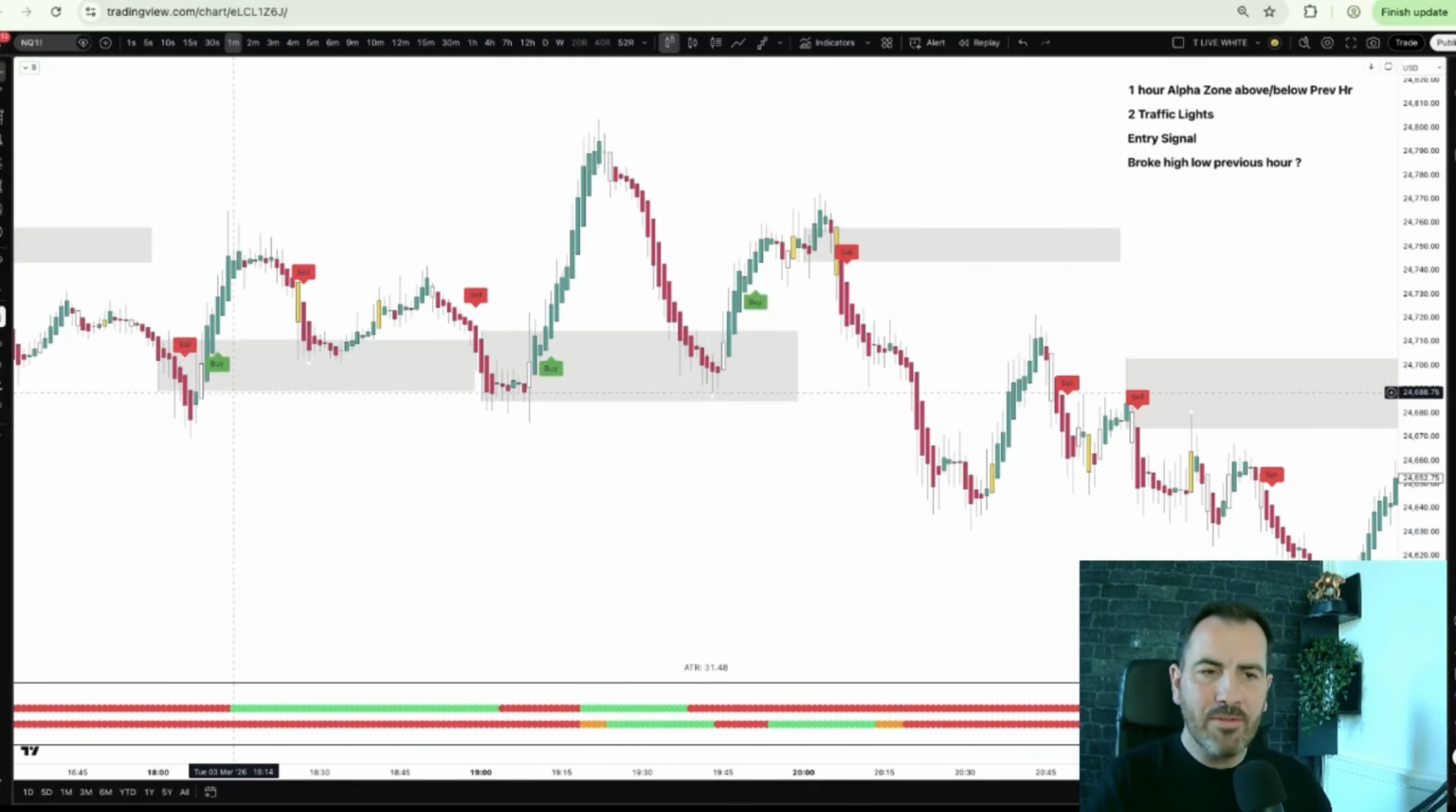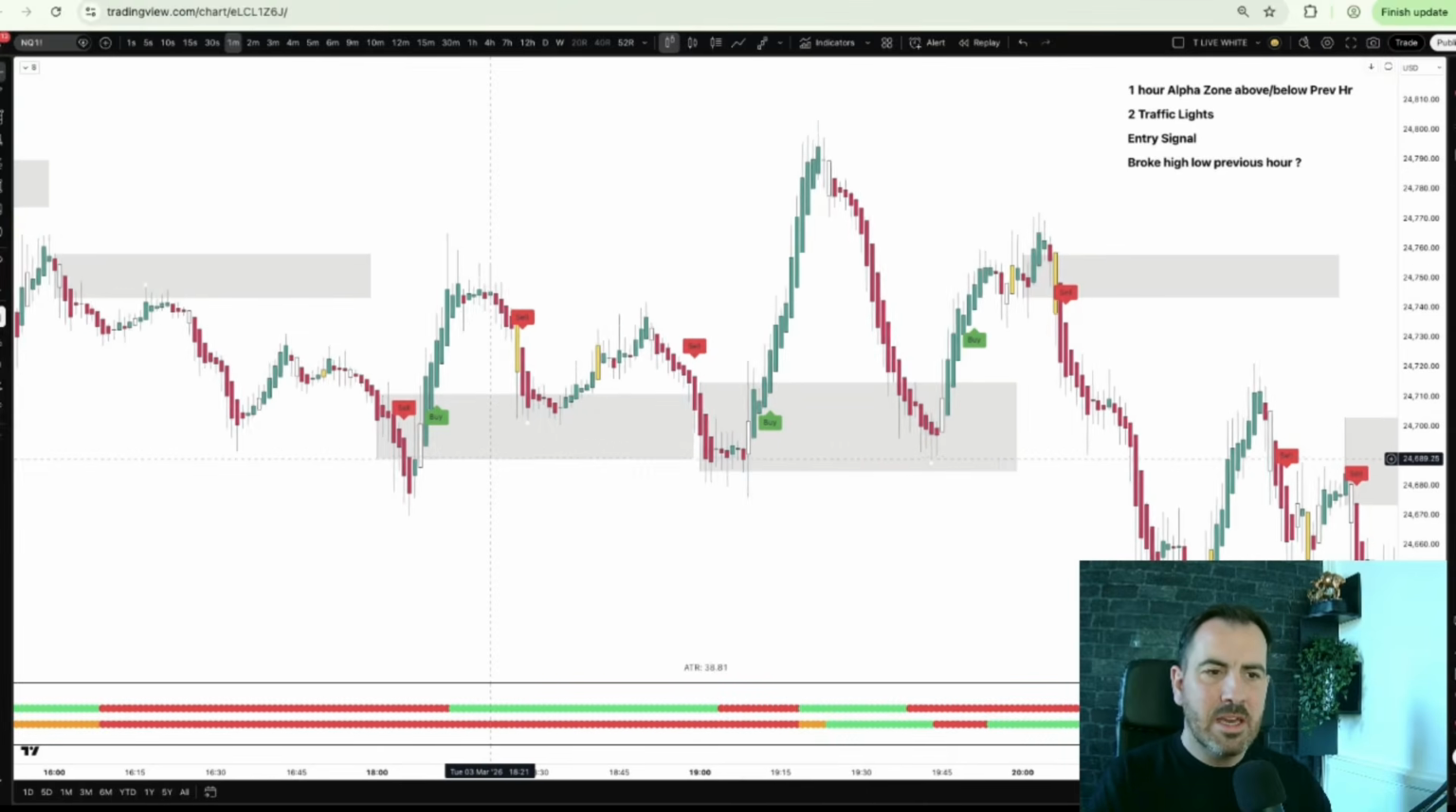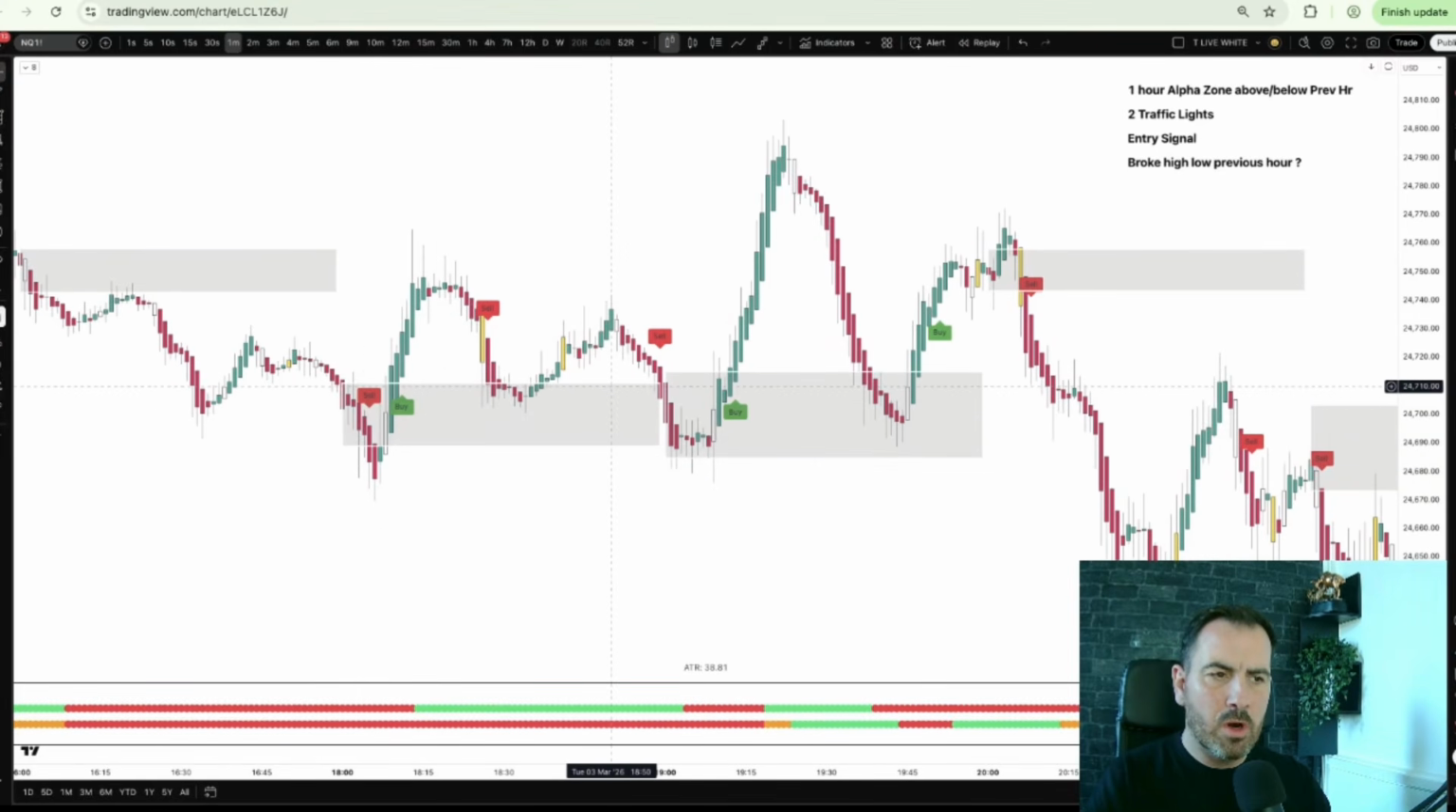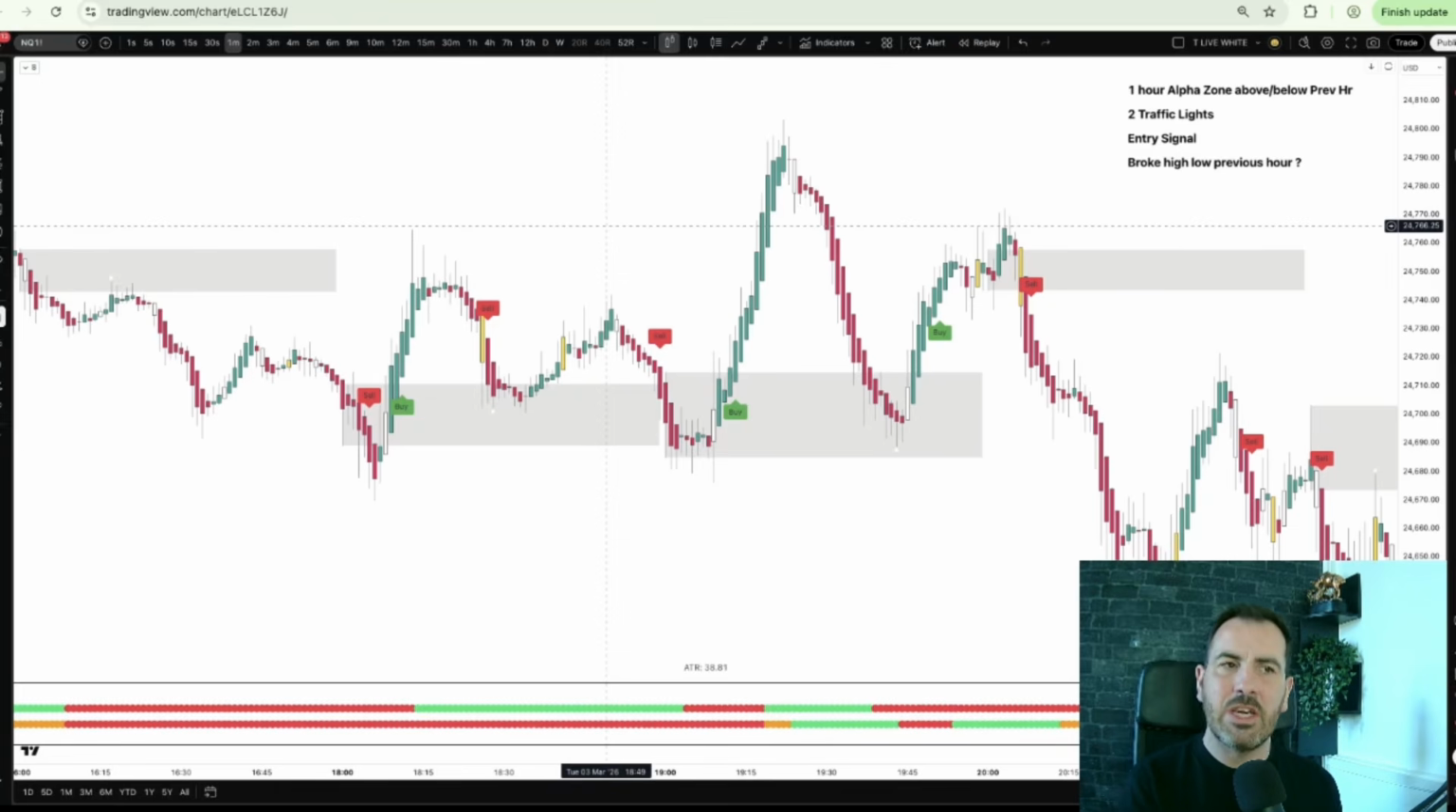And the only other factor that we take into account when we're looking at this simplified version of our systems is the high and low of the previous hour. So, for instance, if our alpha zones were sideways, not perfect, or maybe it just opened up above, but then we took the low of the previous hour or the high of the previous hour, that could also give us an indication that the price was looking to go in that direction. So let's get into it.